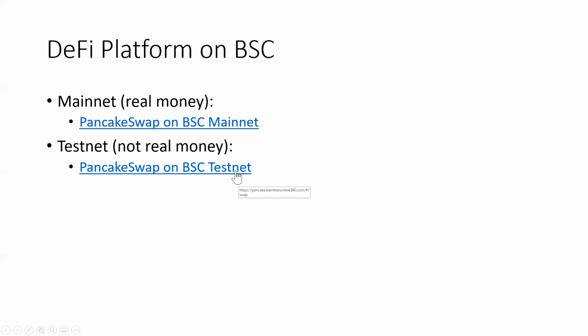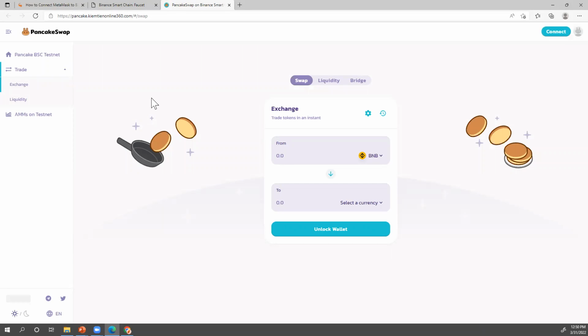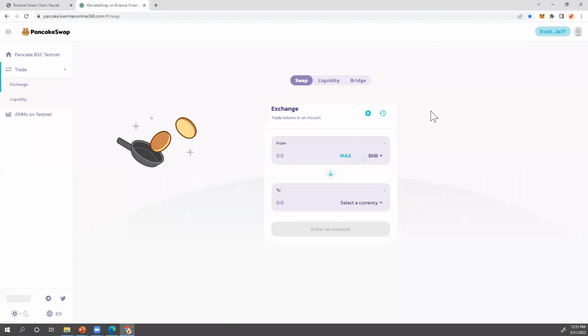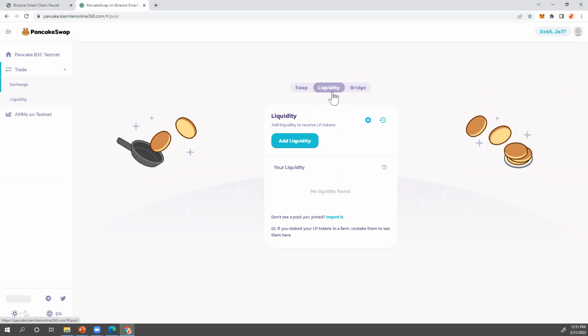So here, let me click the testnet to take a look at how it looks. This is how Pancake Swap looks on the testnet. Let me switch to where I have installed MetaMask with some test Binance coin. So basically, what is a decentralized platform? A decentralized platform has two major functions. One function is swap. The other function is liquidity.